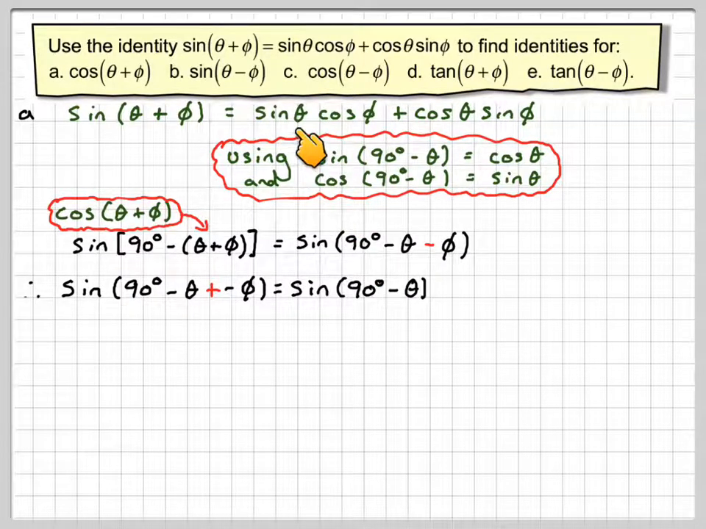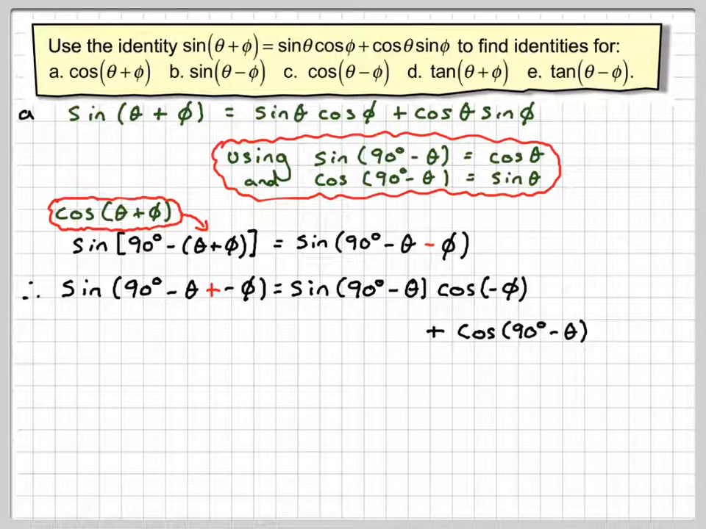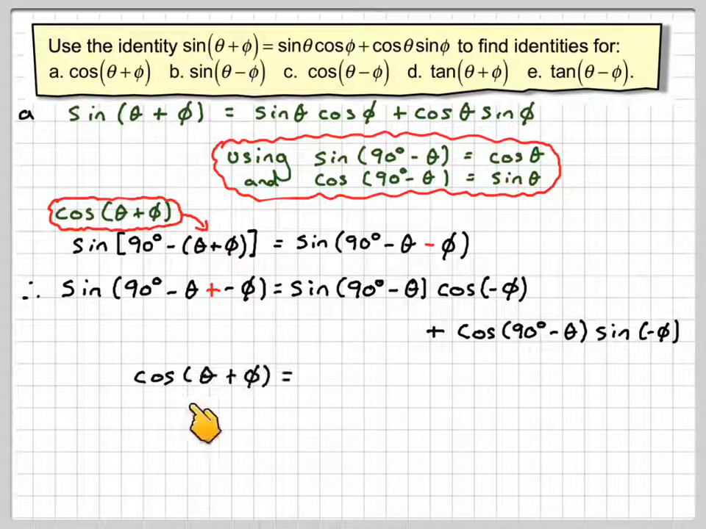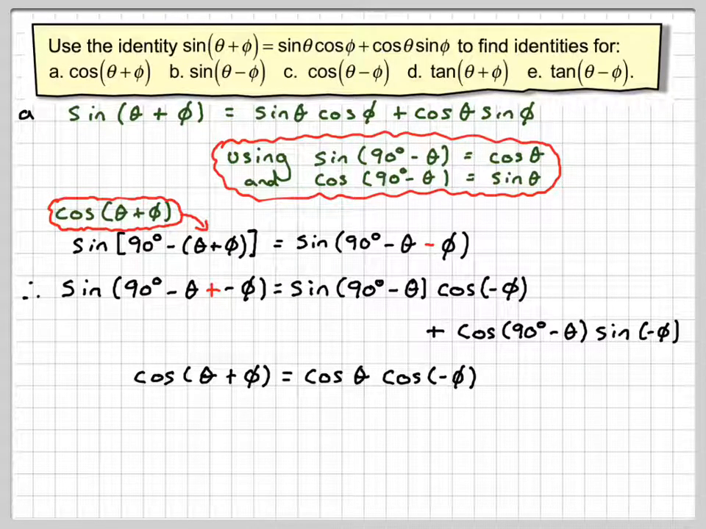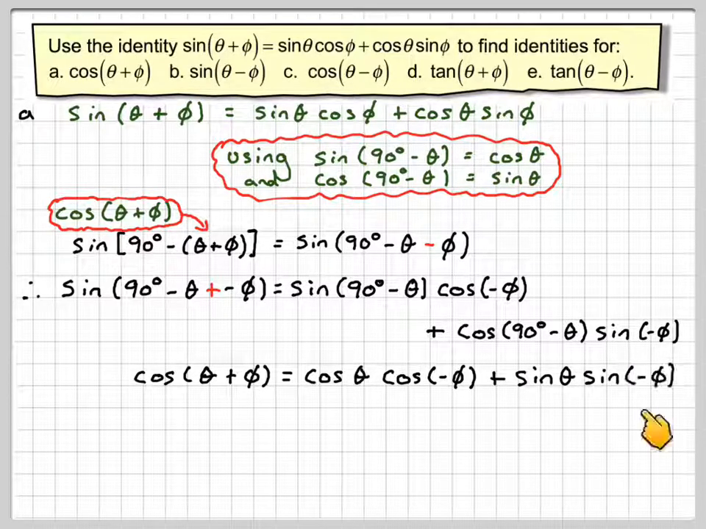It's going to be sine of 90 minus theta, cos of minus phi, plus cos of 90 minus theta, sine of minus phi. So what I've done is make theta into 90 minus theta and phi into minus phi, just substituting into that. This gives me cos of theta plus phi. Sine of 90 minus theta is cos theta. I'm just going to leave that as cos minus phi for a moment, and cos of 90 minus theta is going to give me sine theta. And then sine of minus phi stays as sine of minus phi.